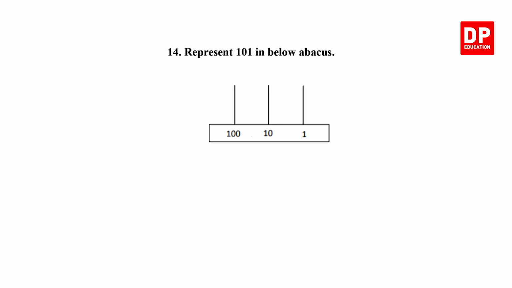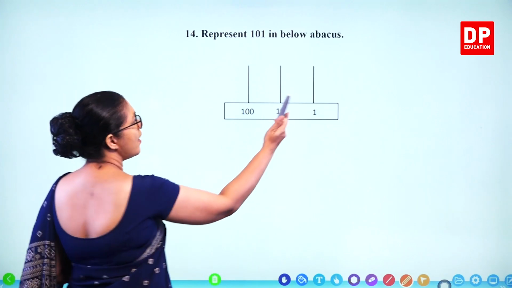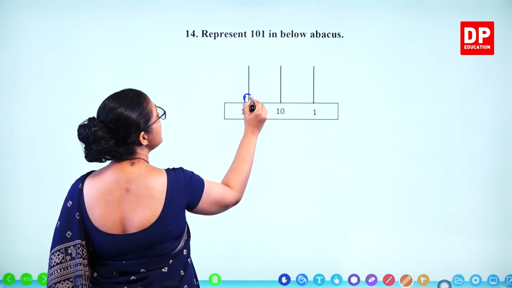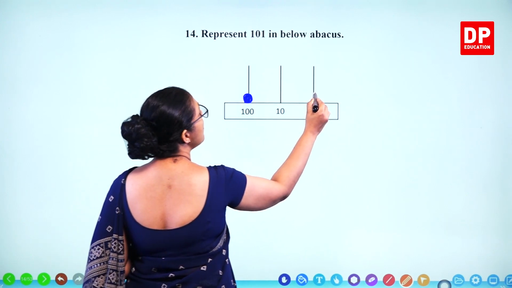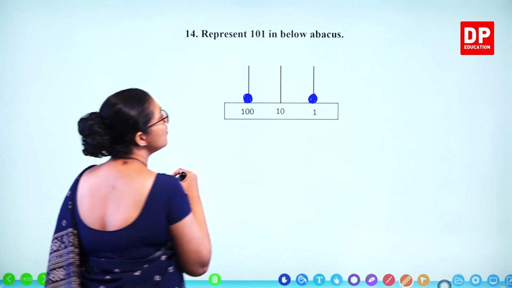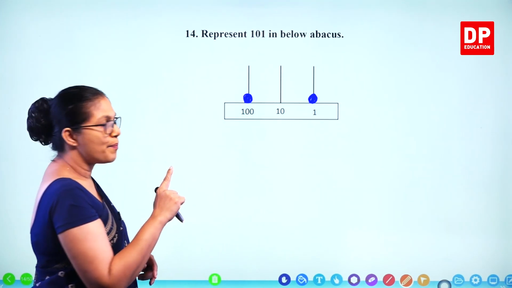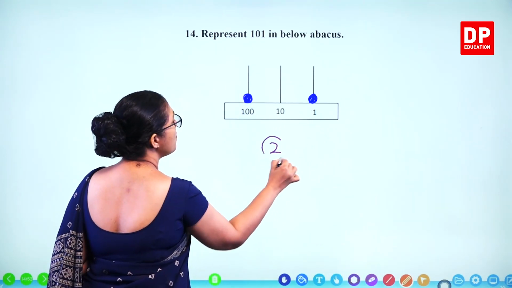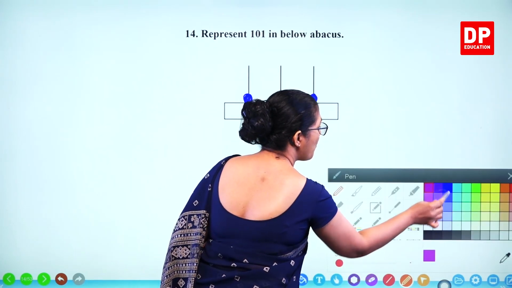Represent 101 in the below abacus. 1, then tens place, hundreds place. So 1 in hundreds place and 1 in units place. So that's how you represent 101. So 2 marks for drawing it properly.